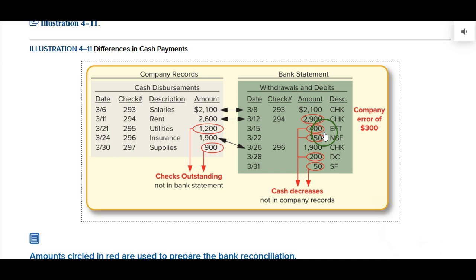We have the electronic fund transfer that we paid for something, the non-sufficient fund check returned to us, the debit card, and the service fee. So these items that we have not recorded yet, we'll need to get these recorded in the accounting records.